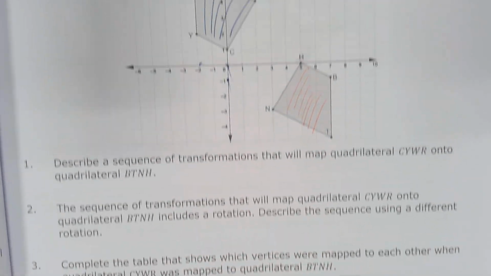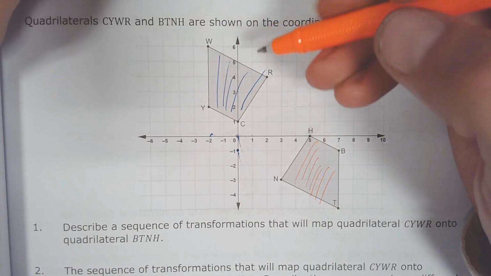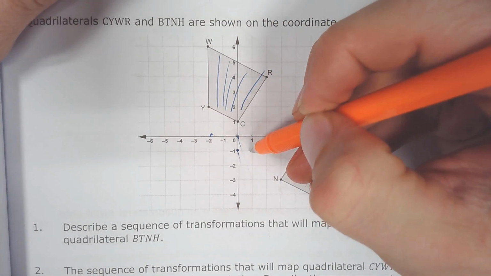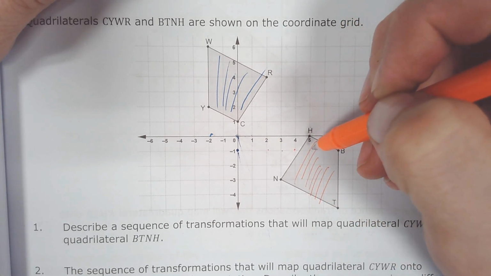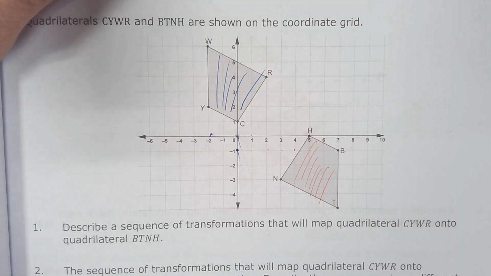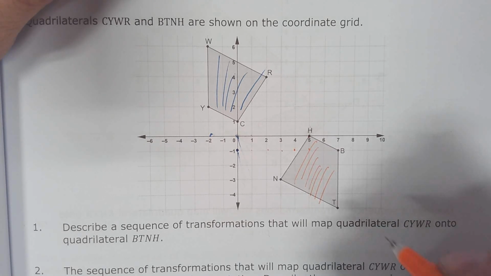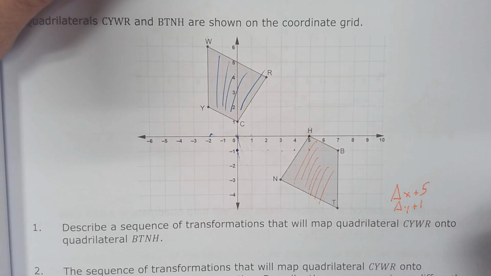Okay. Anyway, I'm going to see how many units I need to move this over to meet it. It's going to be 1, 2, 3, 4, 5 over and 1 up. So it's going to be 5 over and 1 up. So my delta x is plus 5, and my delta y is plus 1.